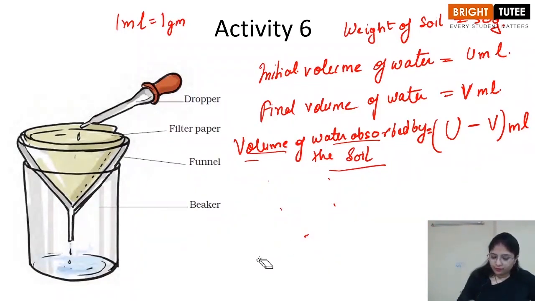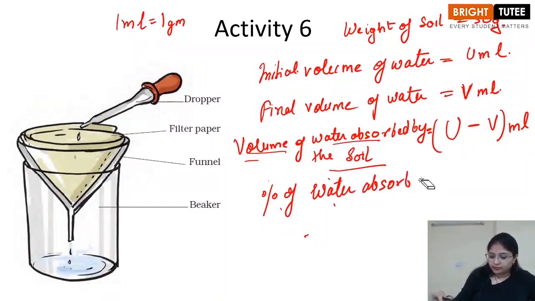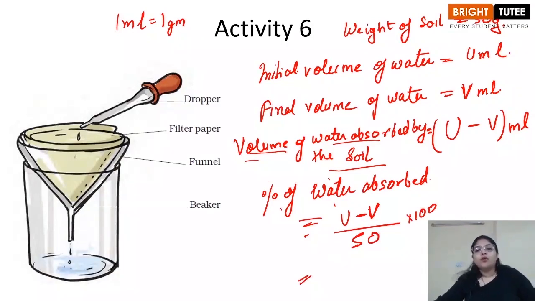Now what we have to find next is the rate of or the percentage of water absorbed. For this we are going to use the formula U minus V upon 50 into 100, and this will give us the percentage of the water that has been absorbed, right?